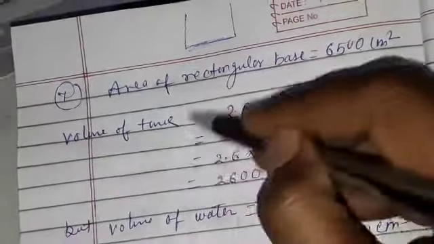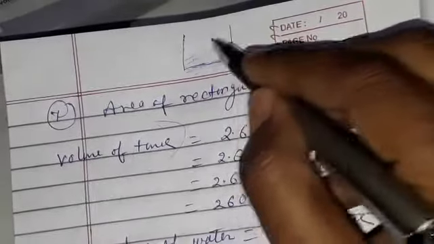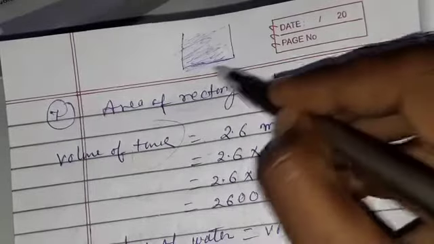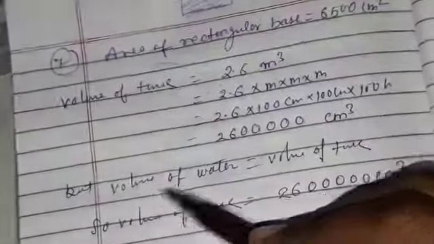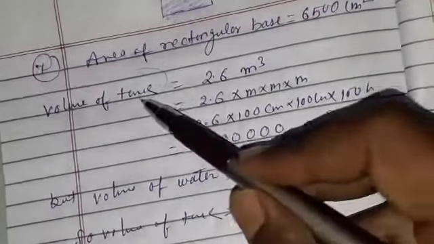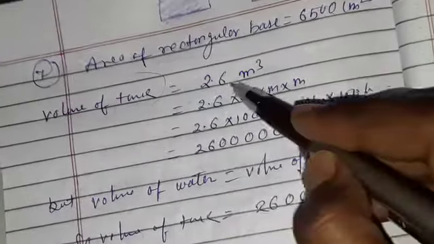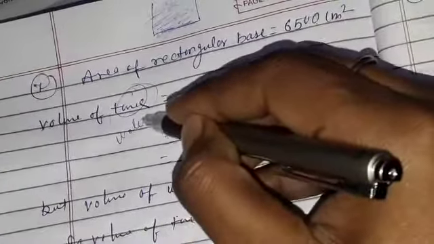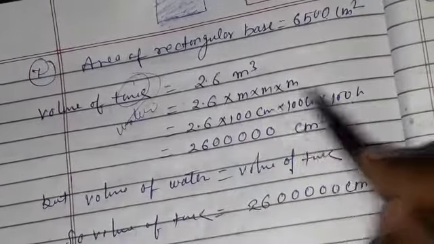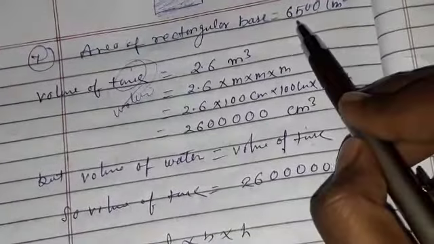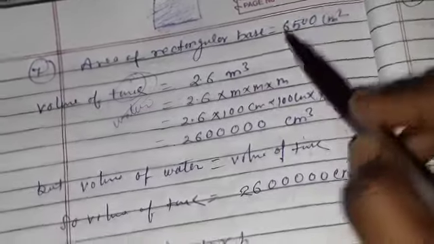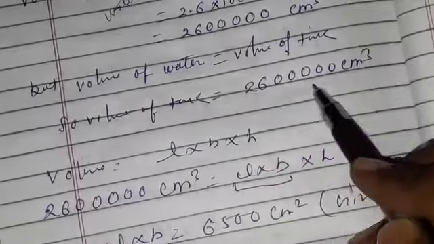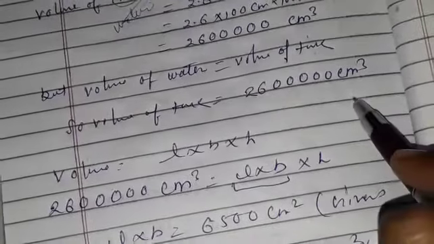Class, they have given here the volume of water. If the volume of water is given, then the volume of water is the same as the volume of tank. So volume of water is equal to volume of tank. They gave you the volume of water as 2.6 meter cube. I convert it into centimeter cube because the area is also mentioned in centimeter square. So the volume of tank is 26000 centimeter cube.